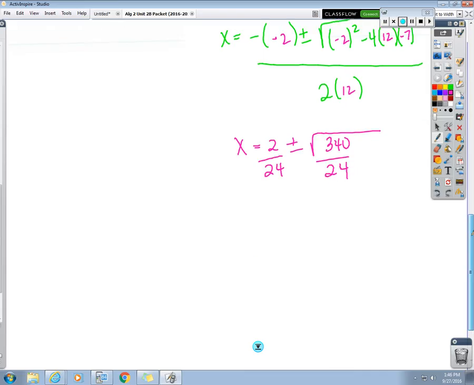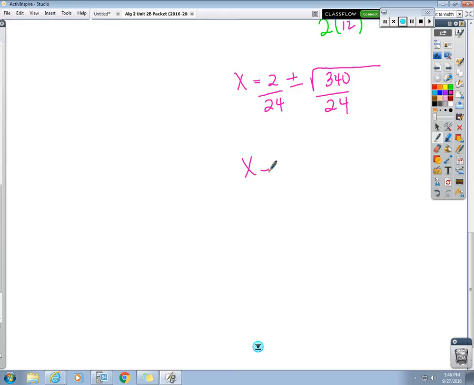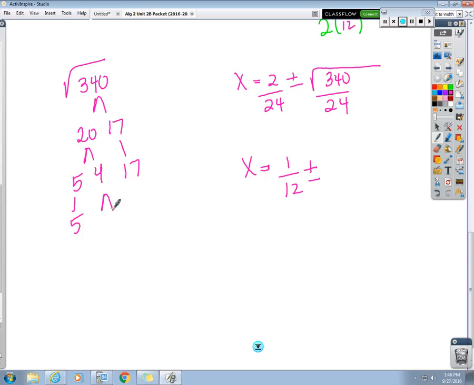Okay, now I can go ahead and reduce that fraction. What is 2 over 24 reduced to? 1 over 12. Plus or minus. Is the square root of 340 a perfect square? No. So we take it to the side and we reduce it in radical form. What numbers multiply to give me 340? Do another bond. 20 and... Okay, 17's prime. So 5, 2, 2, and 17.